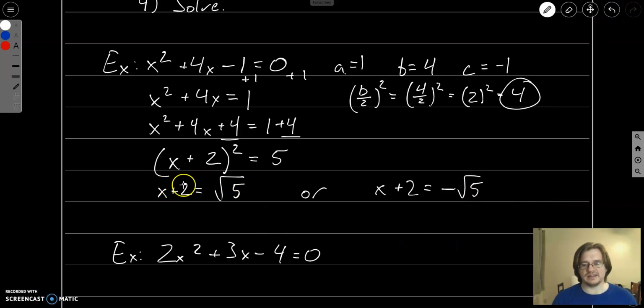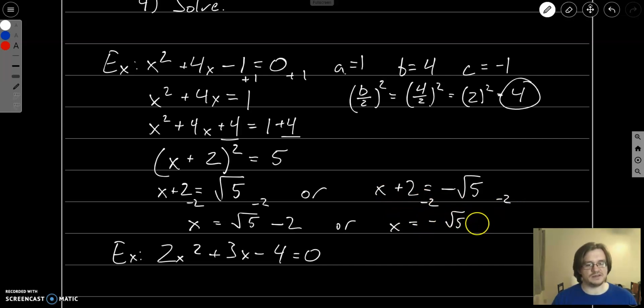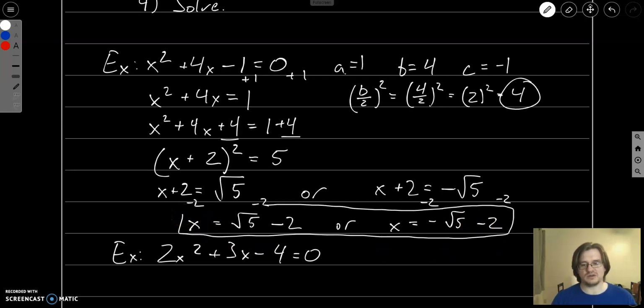And now I can solve for x in both situations. I will subtract 2 from both sides of the equation to get x by itself. So x will either be equal to the square root of 5 minus 2, or if I subtract 2 from both sides over here, x is going to be equal to minus the square root of 5 minus 2. So we have our two solutions to our quadratic equation.